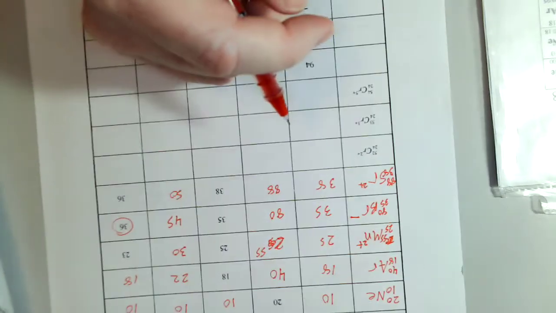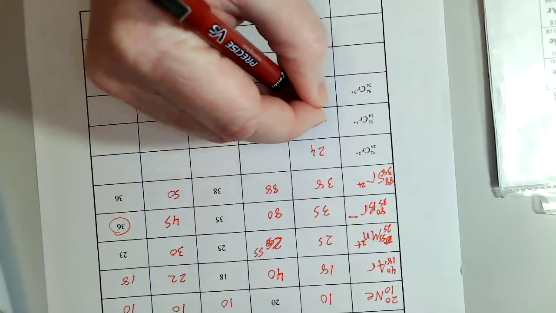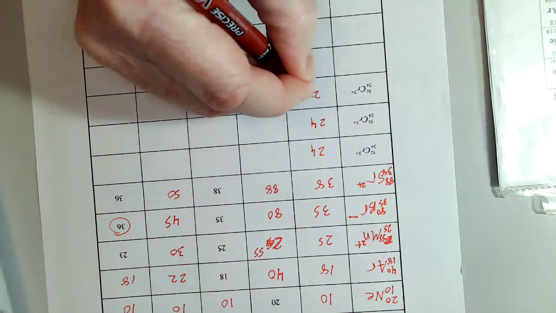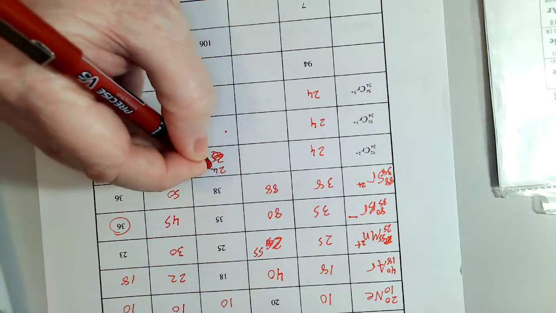Now I've got some interesting ones here dealing with chromium. They all are chromium, so they all have an atomic number of 24.